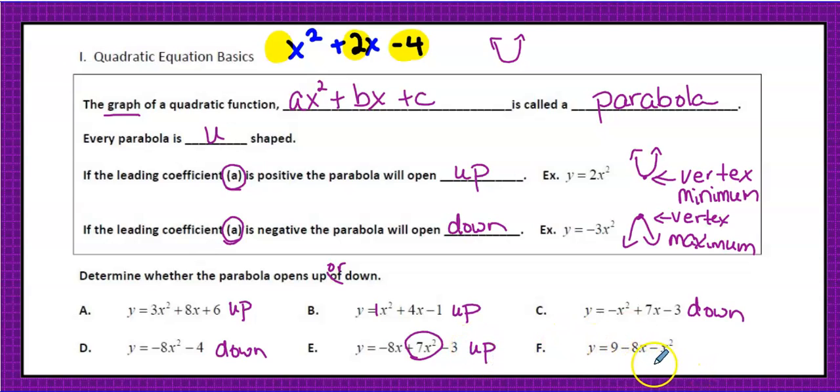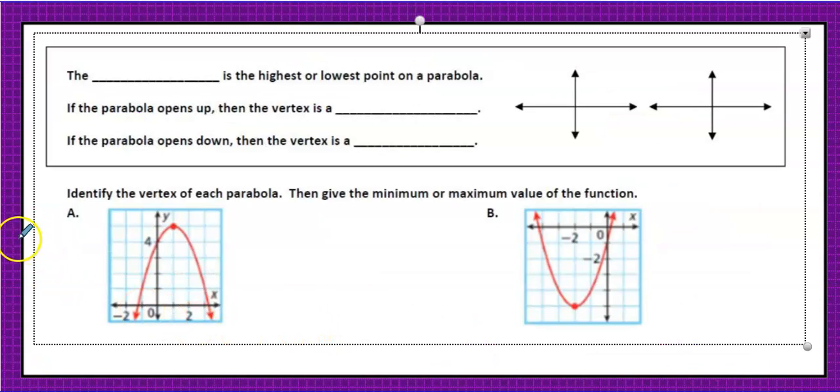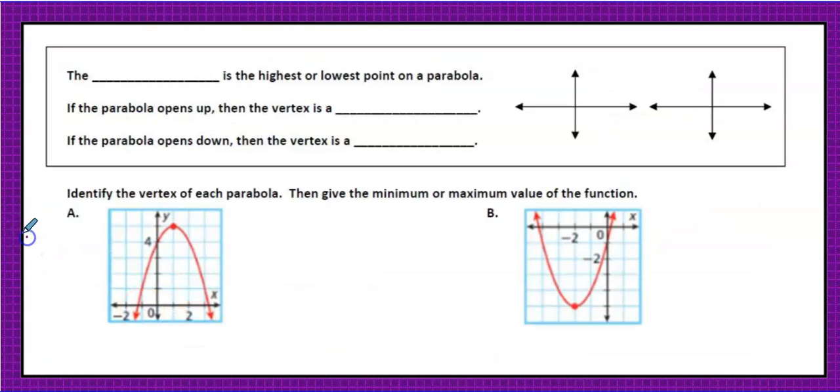And then f, your x squared term is all the way over here on the end, and it's negative, so that one opens down. Okay, so we already actually talked about this on the previous page, but the vertex is the highest or the lowest point on a parabola. In Math 3, you're going to see this called a turning point, because graphs can have more than one turning point.